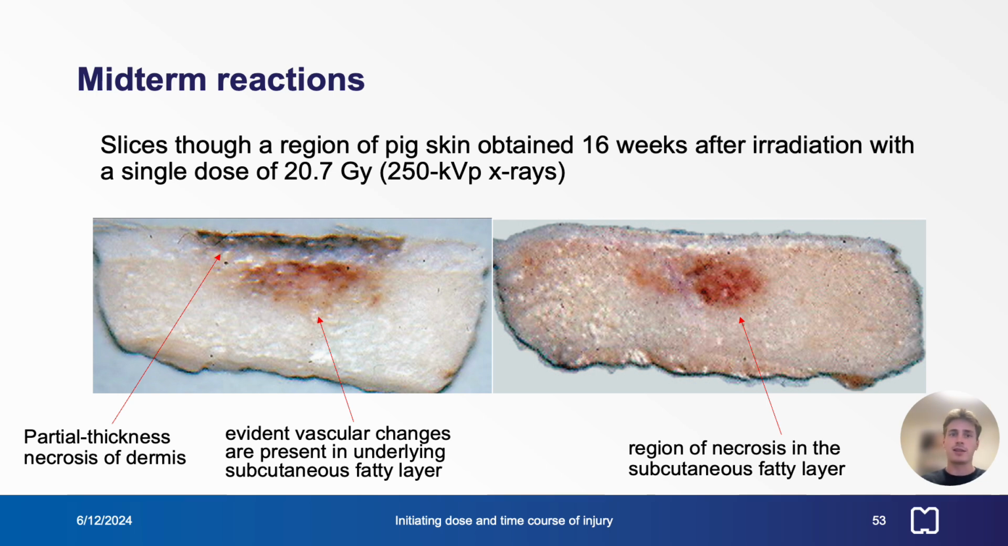Shown here are slices through a region of pig skin obtained 16 weeks after irradiation with a single dose of 20.7 gray with orthovoltage X-rays. Now, you can see here partial thickness necrosis of the dermis and evident vascular changes that are present in the underlying subcutaneous fatty layer. And here is a region of necrosis in the subcutaneous fatty layer.